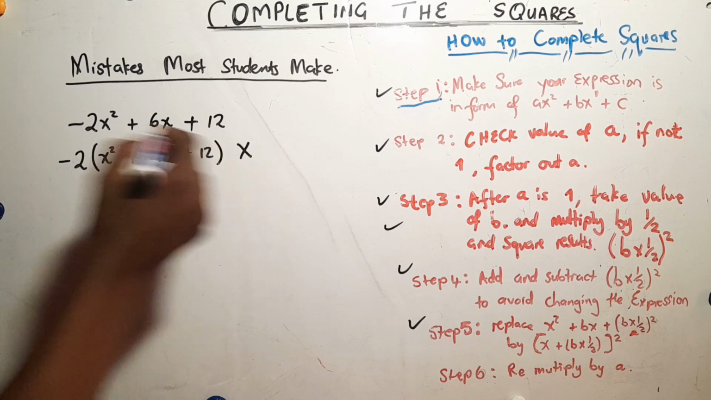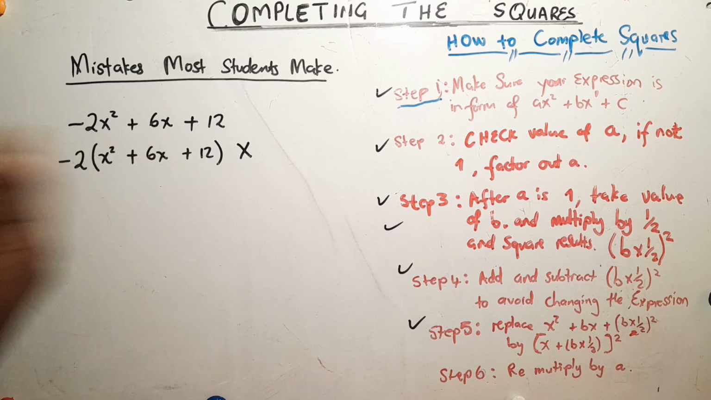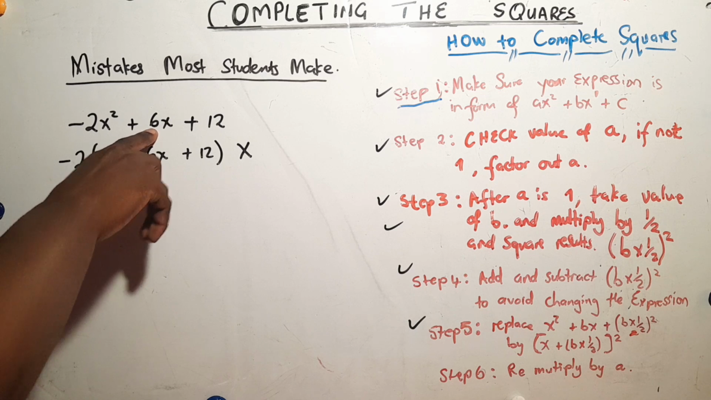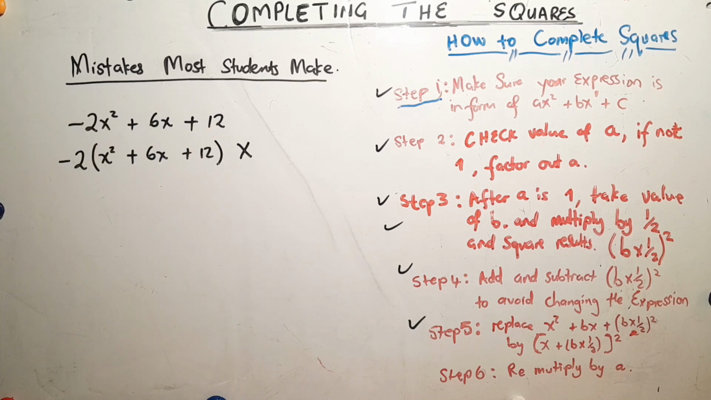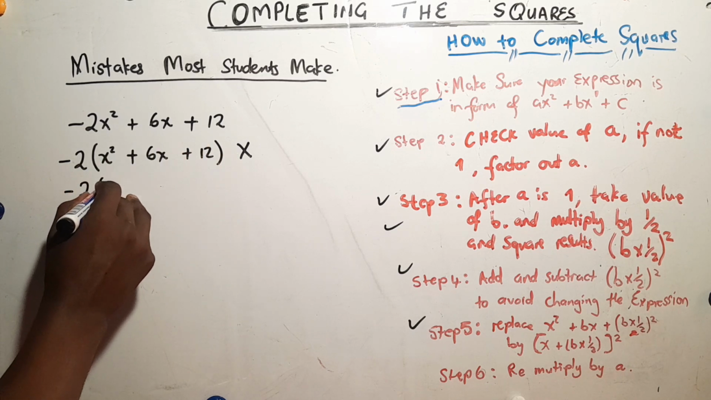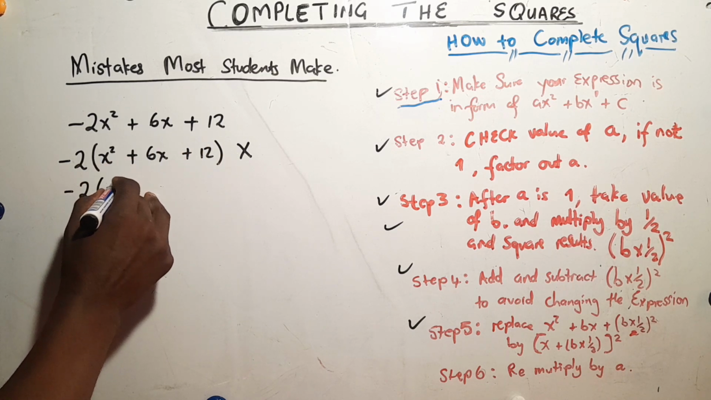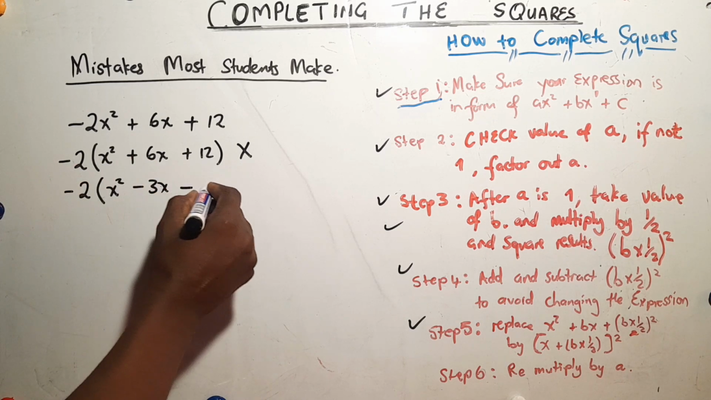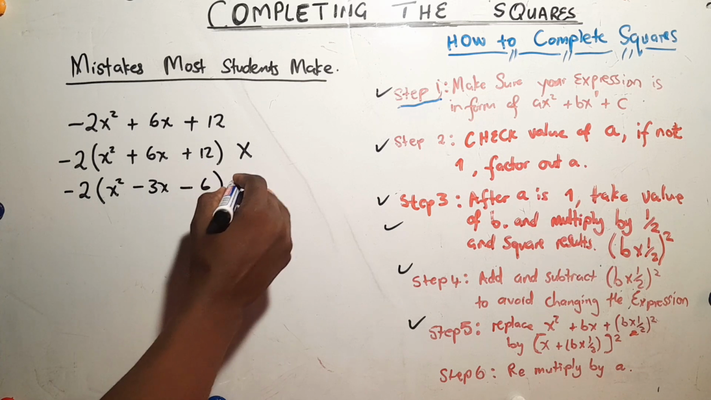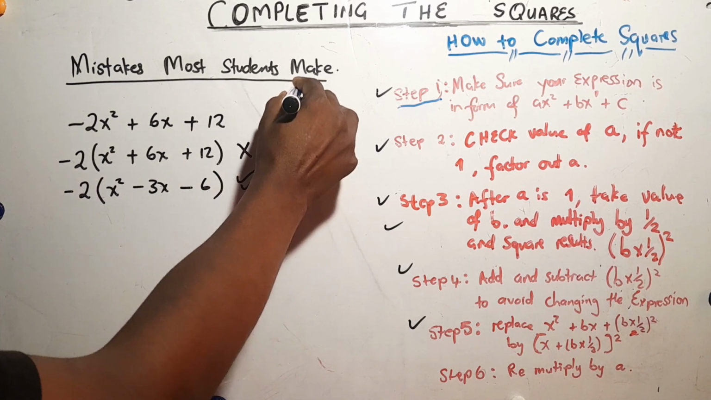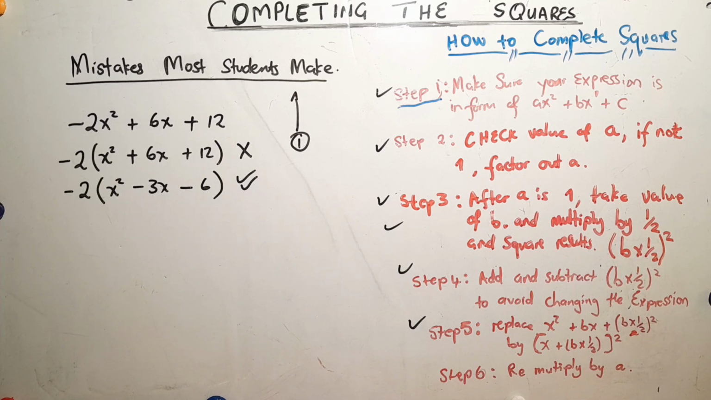So this is a mistake, and I don't want you to make it. Remember, when you are factoring out, you have to do the same on this value, and also on that value. So the most correct way here is to say negative 2, and you're going to have x squared minus 3x. So this will factor out there as well, and this will factor out there as well, like that. So that's one of the mistakes students make, right?